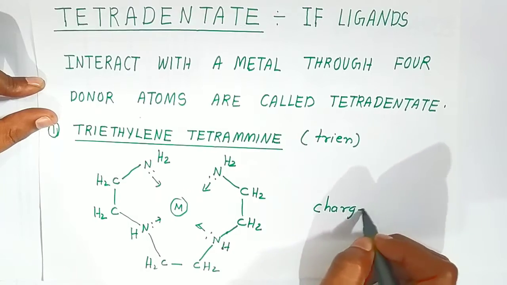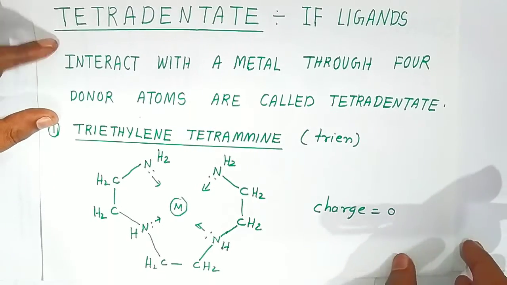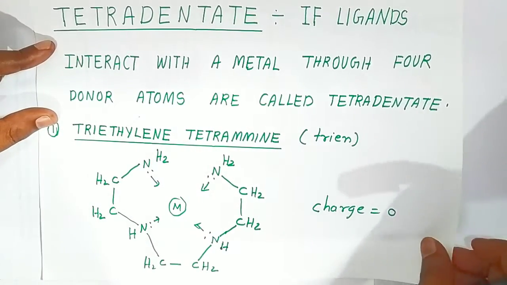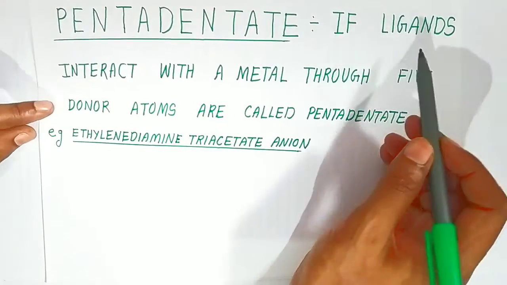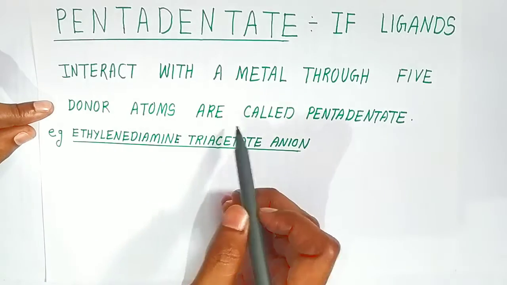has zero charge, that is, it is a neutral ligand. And tetradentate triene is what? Neutral ligand. Now students, pentadentate ligand. What is the pentadentate ligand? If a ligand interacts with a metal through 5 donor atoms, it is called what?